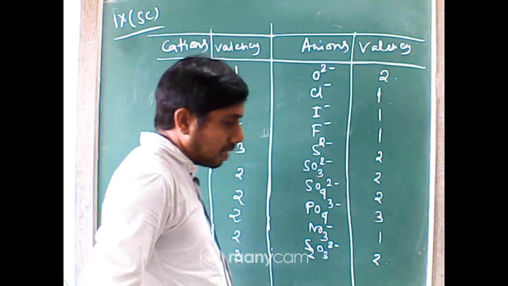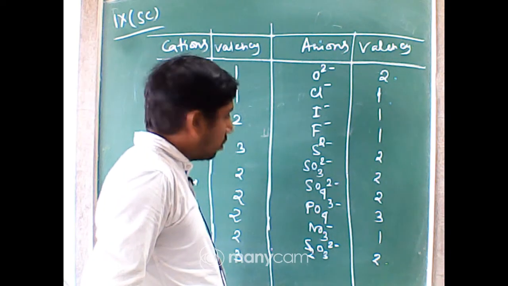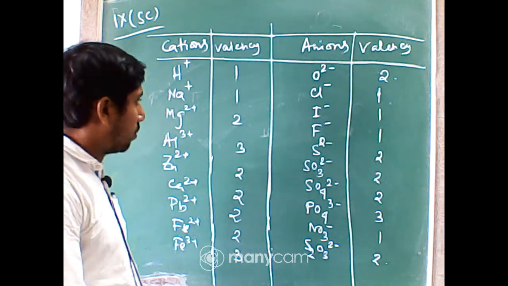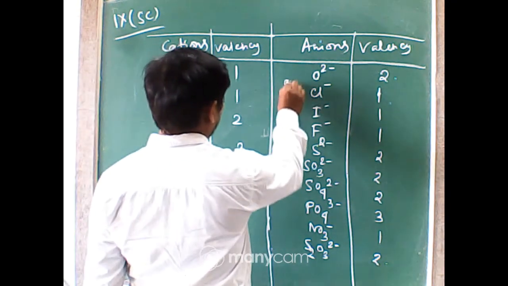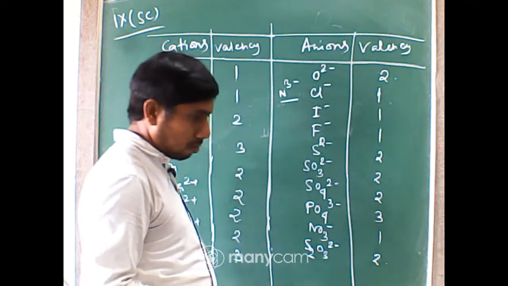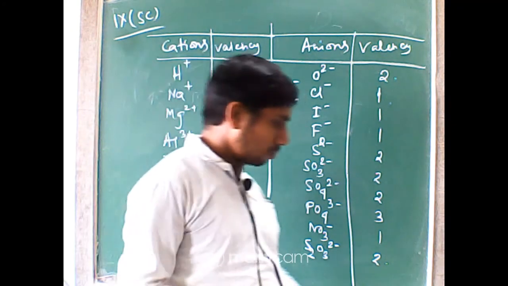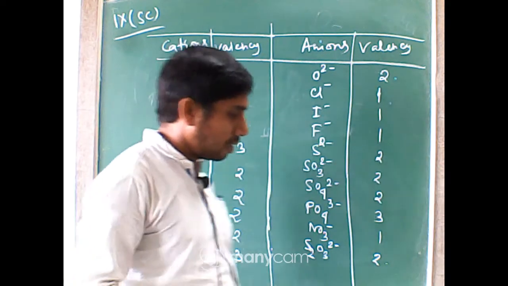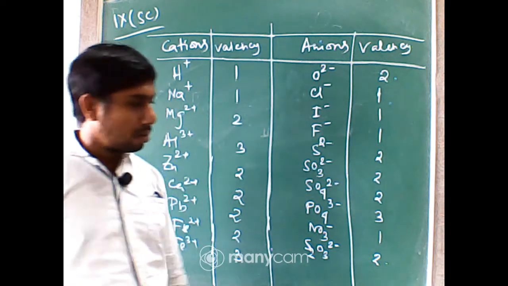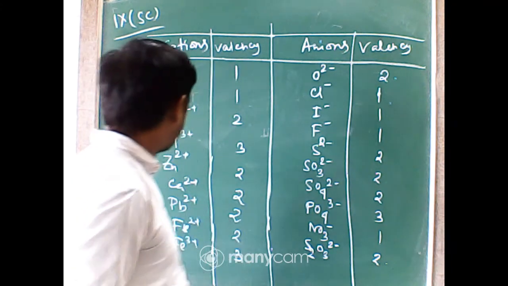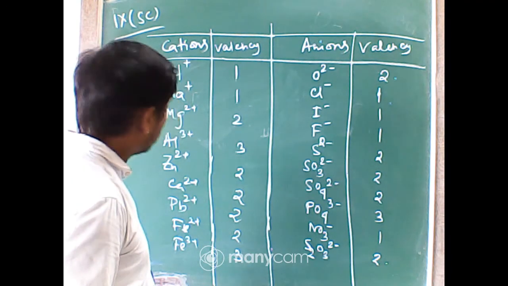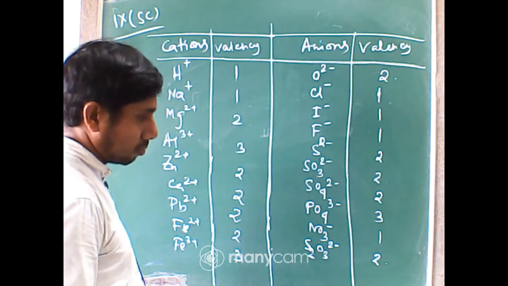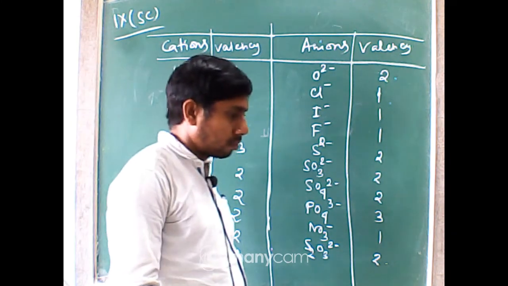N3 minus is nitride, valency 3. Nitride is N3 minus, having valency of 3. For example, aluminium nitride. Completed this part.